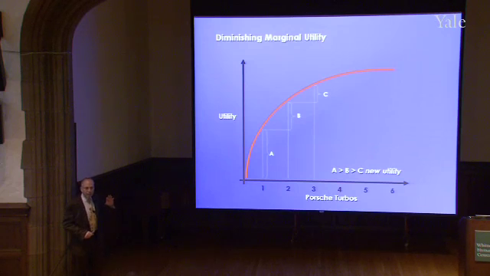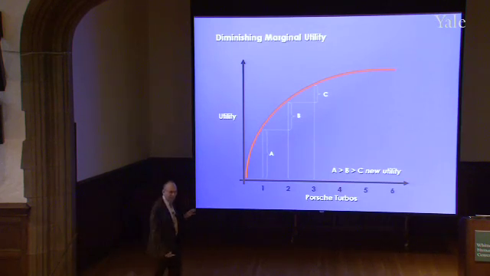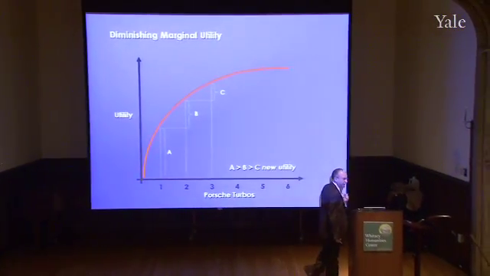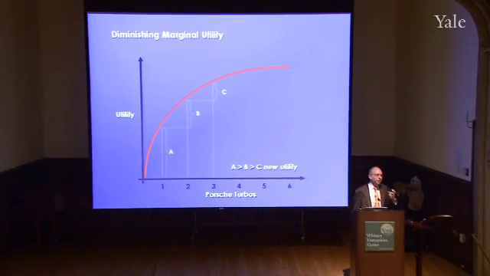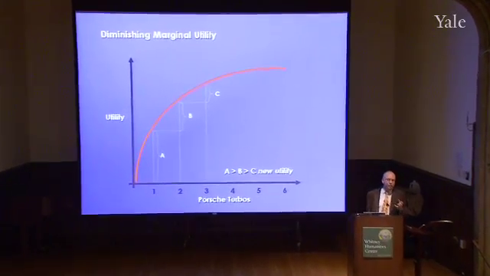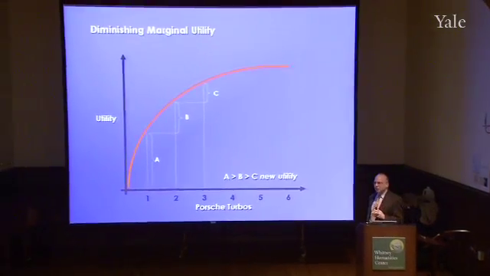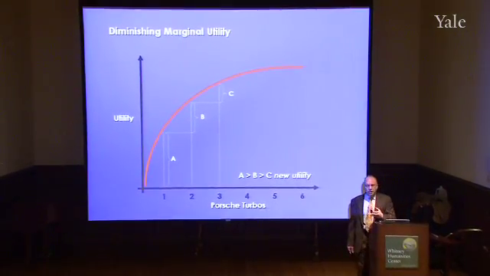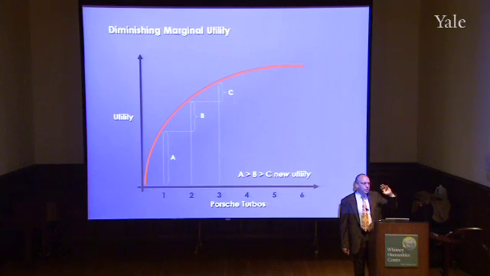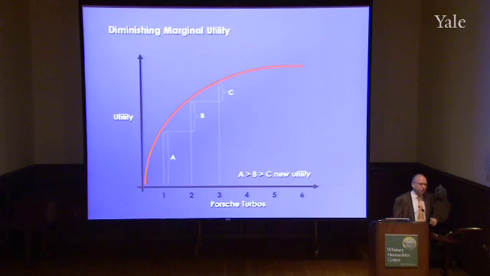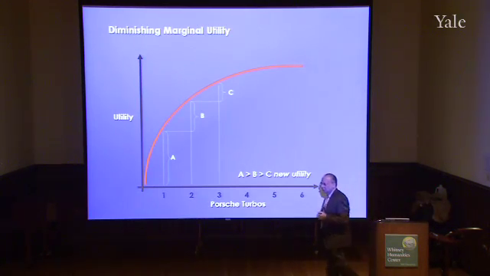You'll always get more utility from a new increment of the same good, but it'll be less new utility than you got from the previous increment of that same good. Okay, that's the concept of diminishing marginal utility. The new utility you get diminishes at the margin. Each new Porsche is less valuable to you than the previous Porsche.